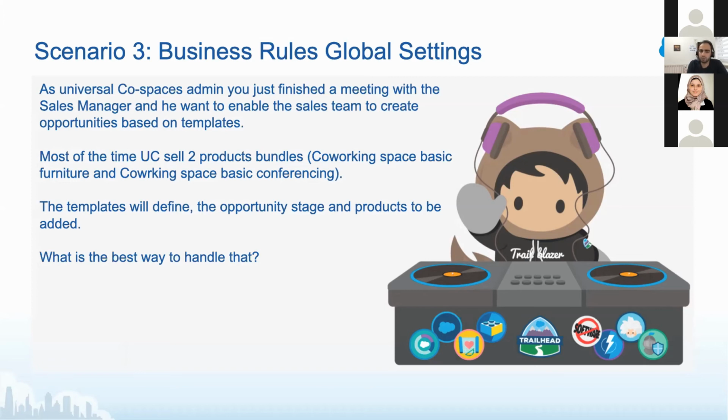And they don't want the sales rep to waste time picking these products and adding them to the opportunities. However, he wants them to choose from a template, and according to the template chosen, the opportunity is created and the product is added on top of that opportunity. So this is the next statement. The template will define the opportunity stage and the products to be added to the opportunity. What is the best way to handle that? So this is our scenario, and let's see how we can fulfill this, of course, with the best practices.